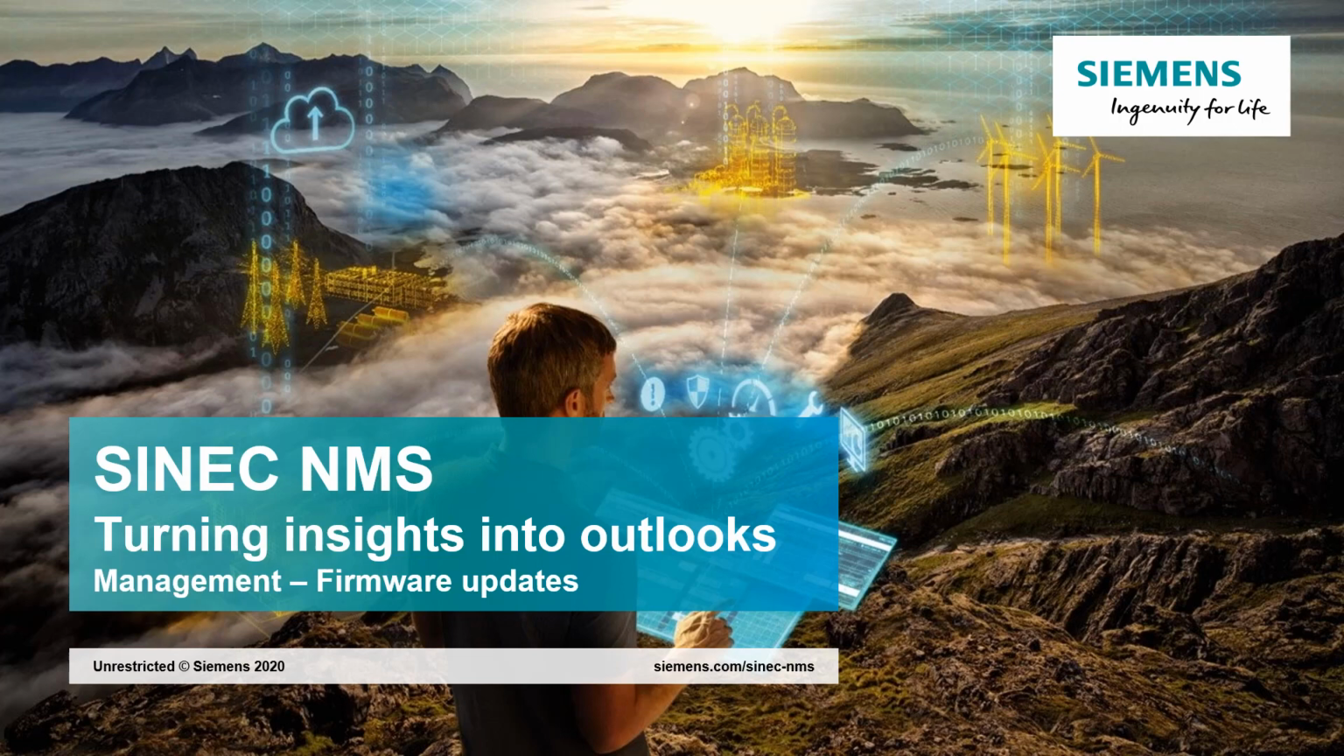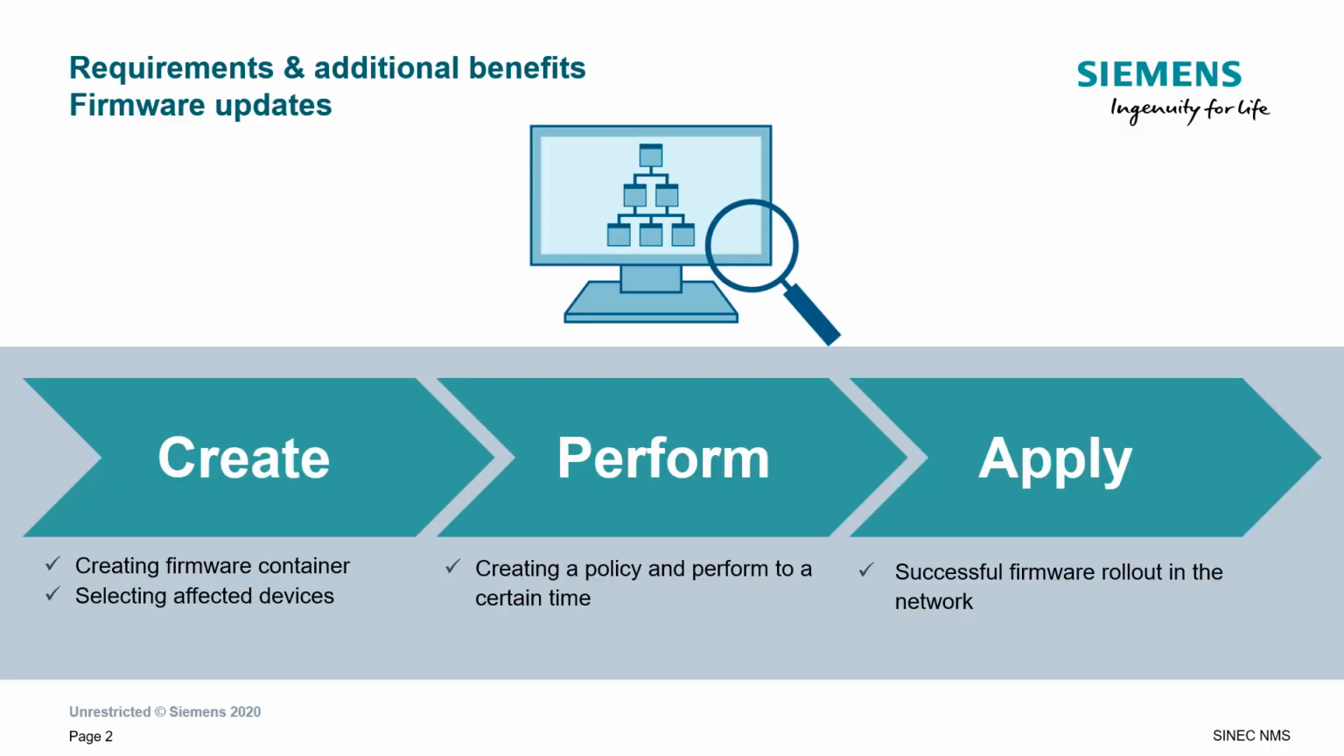Initiating a firmware update directly from SINEC NMS provides the following added value. We can centrally install our security patches on our devices, and that at a future time during a scheduled maintenance window. To carry out a firmware update, we'll proceed as follows. First of all, we'll create a firmware container. This is where we place our firmware file. We then select the affected devices in the network.